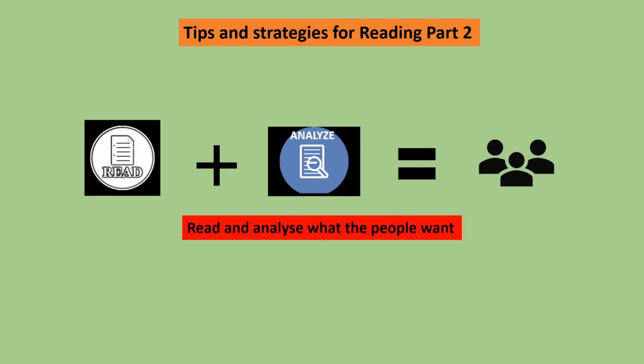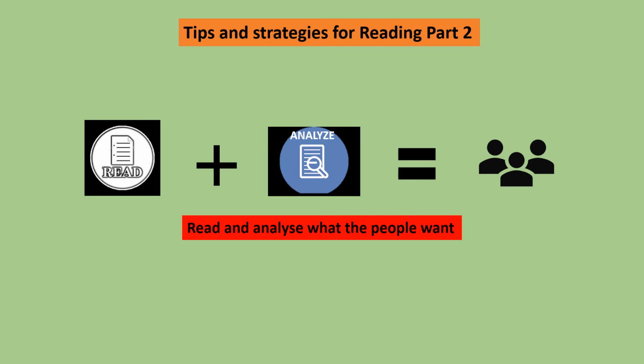Read and analyze what the people want. The first thing you should do when you get to reading part 2 is to check what exactly the 5 different people want from their perfect place. Read each description very carefully and underline the things that are important to each person.